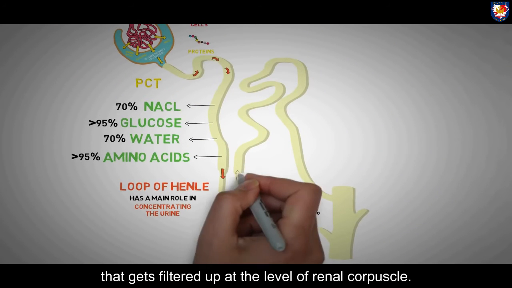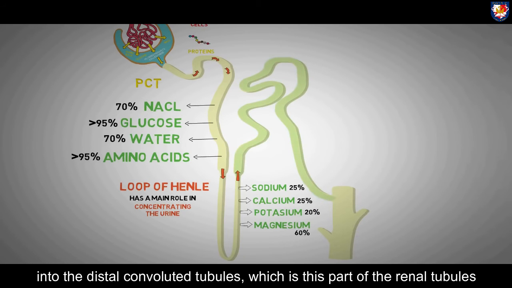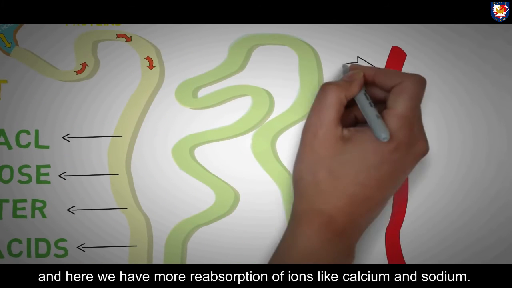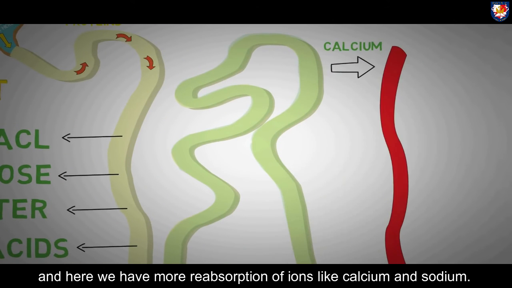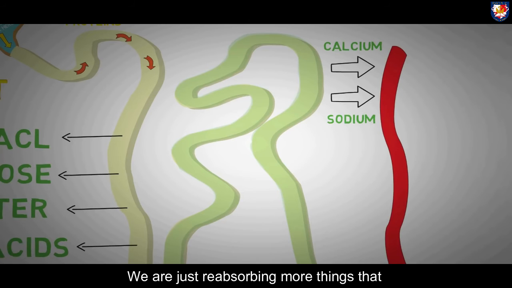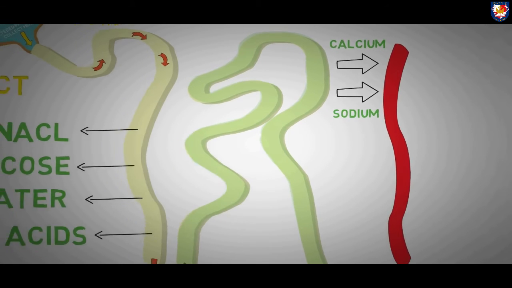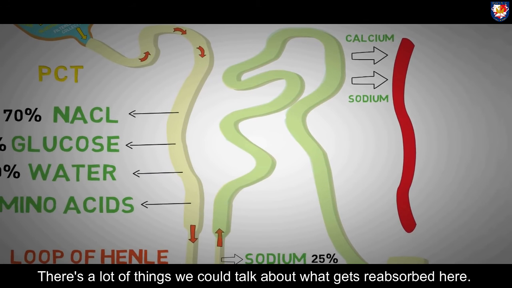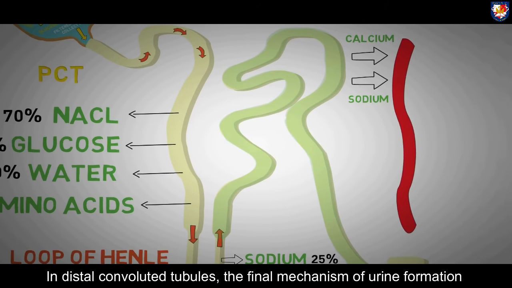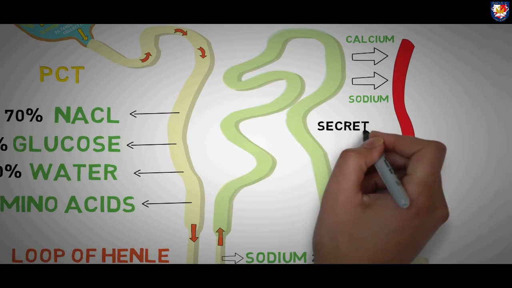After the loop of Henle, the filtrate then passes into the distal convoluted tubule, which is this part of the renal tubule, and here we have more reabsorption of ions like calcium and sodium. We are just reabsorbing more things that we didn't want to lose in the first place. There are a lot of things we could talk about that get reabsorbed here, but this is just the overview. In the distal convoluted tubule, the final mechanism of urine formation also takes place.